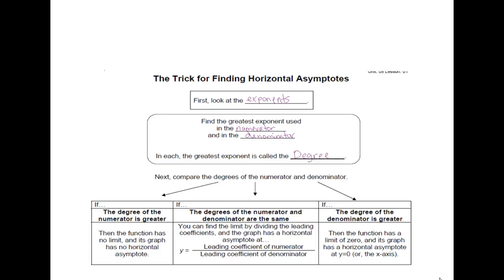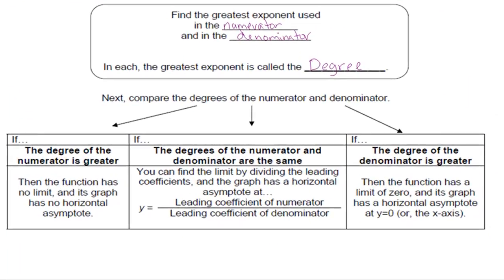Now, the greatest exponent is called the degree, and this is basically the one we have to look for. You will have equations where the exponent is in 2 or 3 of the variables, but you will always take the greatest one. Now, there's 3 rules. If the degree of the numerator is greater, then the function has no horizontal asymptote.